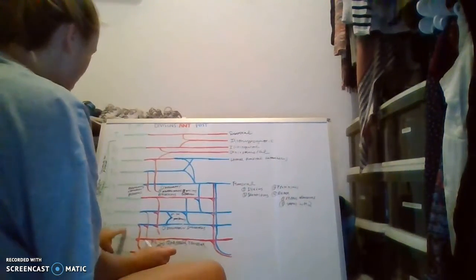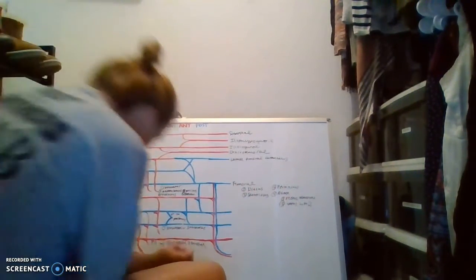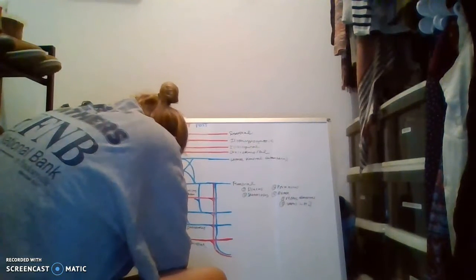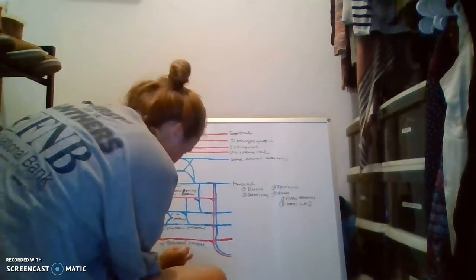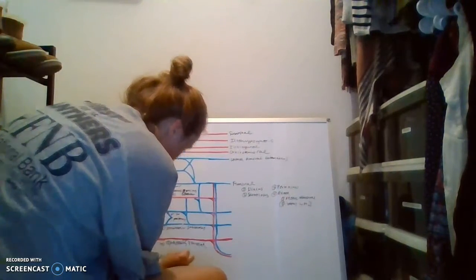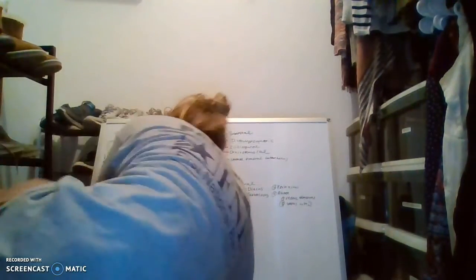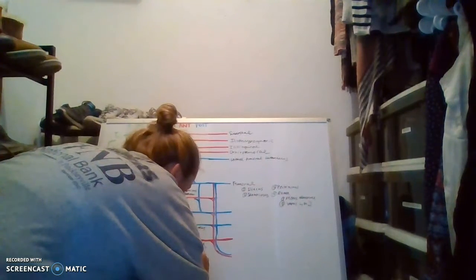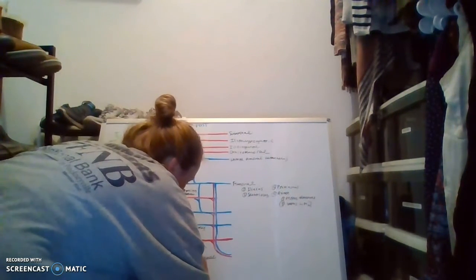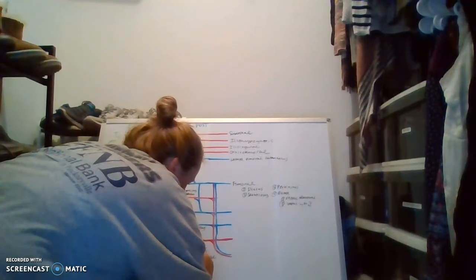And then down here from S2, S3, and S4, you're going to have your pudendal. And this is going to innervate two things. One of them being your external anal sphincter, and then your external urethral sphincter, and that's really important to know.